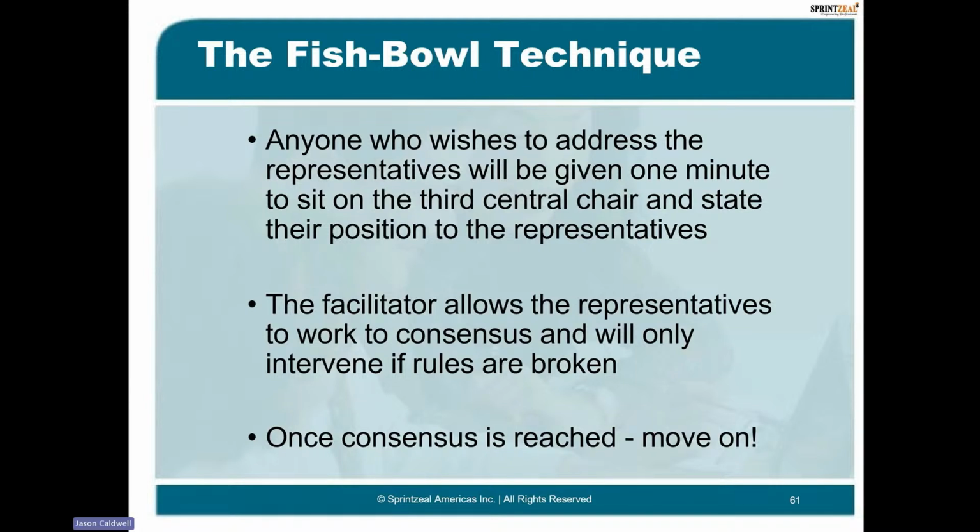Anyone who wishes to address the representatives will be given 1 minute to sit in the third central chair and state their position to the representatives. This allows the representatives to work to consensus, and the facilitator will only intervene if rules are broken. Once consensus is reached, move on. So it's a different way of organizing the meeting. That's the fishbowl.